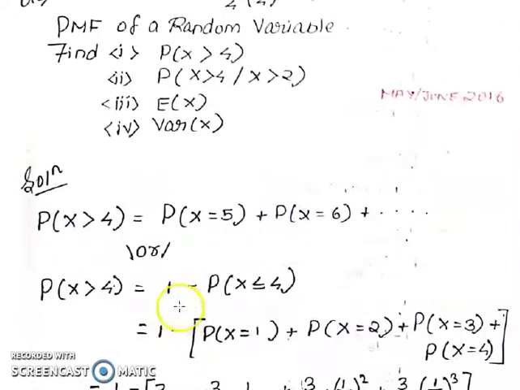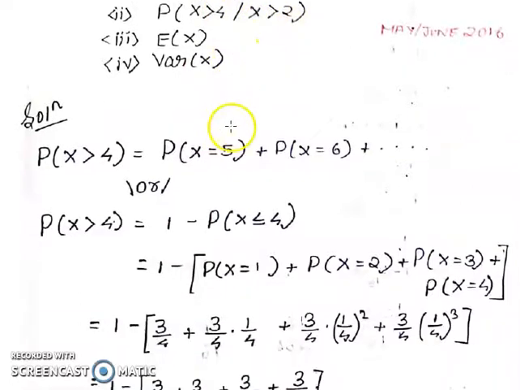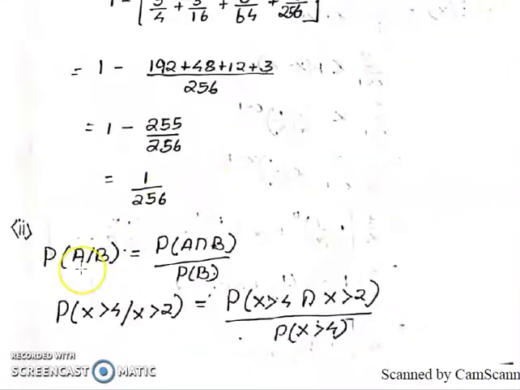Now the second problem is P(x > 4 | x > 2). Here this is conditional probability. What is the definition of conditional probability? P(A|B) is equal to P(A ∩ B) divided by P(B). So P(x > 4 | x > 2) is equal to P(x > 4 ∩ x > 2) divided by P(x > 2), not 4 here, it is 2.